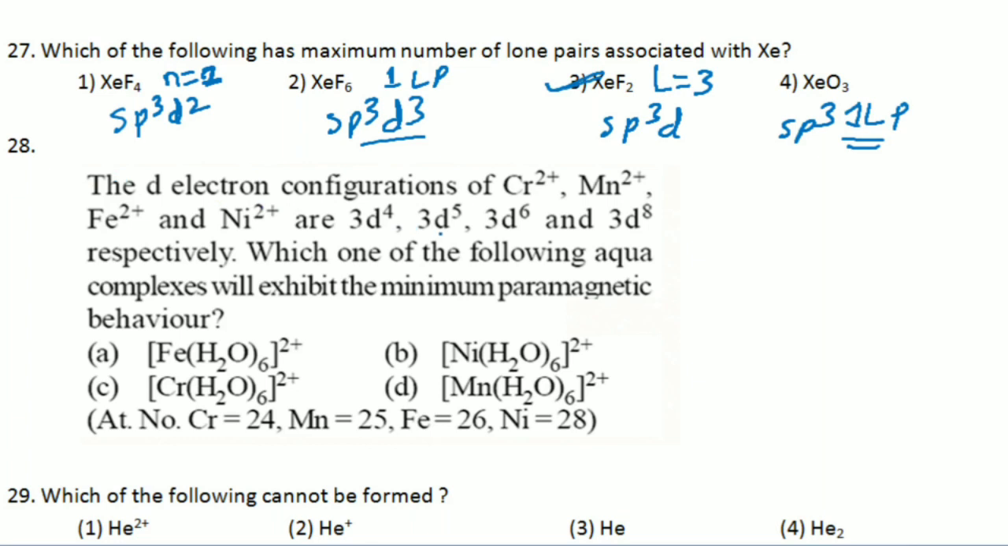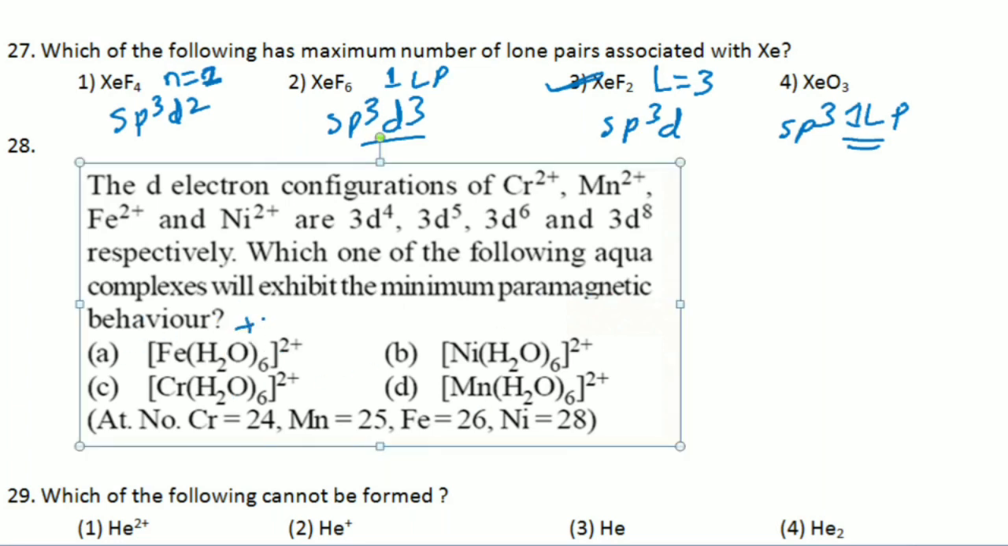28th question. d electron configuration is given. Which of the following aqua complex will exhibit minimum paramagnetic behavior? All these are weak ligand, only water. So iron is in plus 5 oxidation, plus 4 oxidation state.